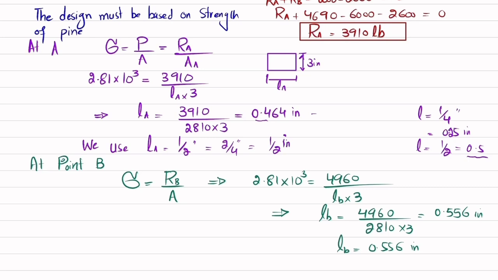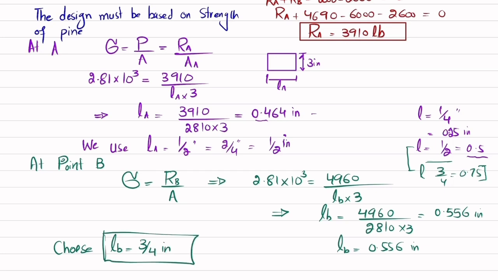So this is 1 over 4, this is 1 by 2, and 3 by 4 is 0.75. So our value is in between these two. And for the closer, our safer design will be 3 over 4 inch. So we will choose LB is equal to 3 over 4 inch, which is the answer of this question.